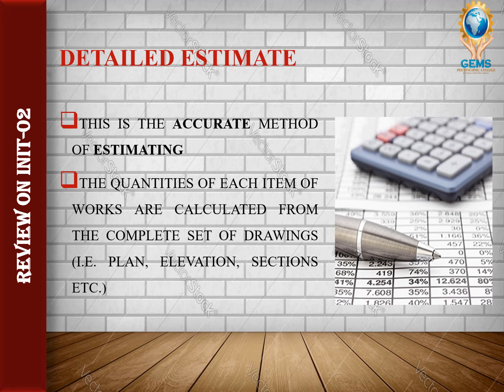This is the accurate method. The second point is that the quantity of each item of work is calculated from the complete set of drawings, like plan, elevation and sections. From the drawings we need to take the quantities of each item of work, so that we can get the accurate cost of the structure. So this is called detailed estimation.